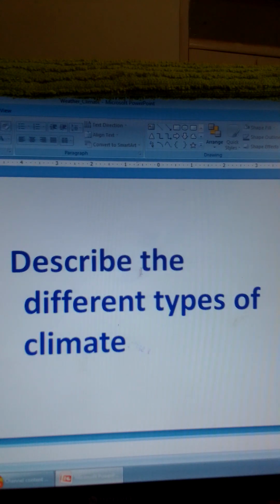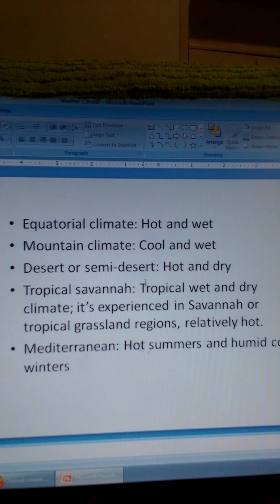Now let's see how we can describe the different types of climate. Now we have this type of climate called equatorial climate. Equatorial climate is usually hot and wet, right, which is found around the equator, where we have hot and wet conditions throughout the year.